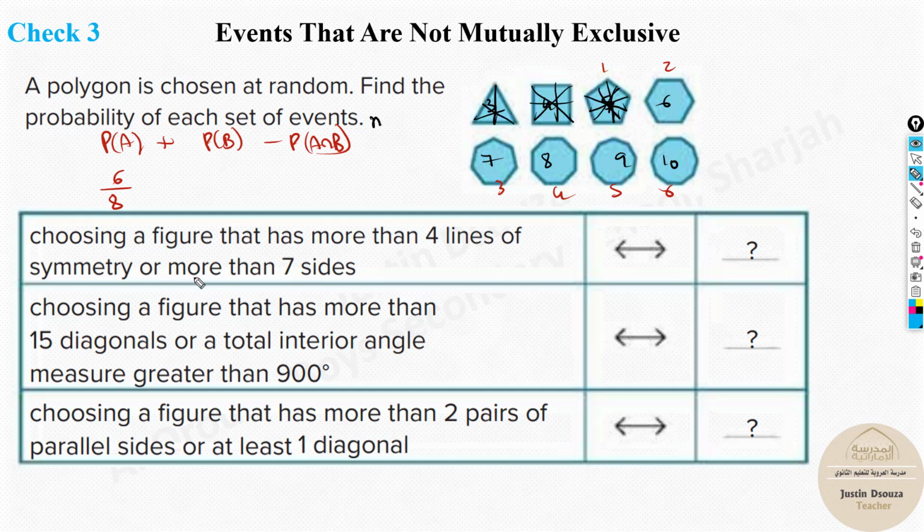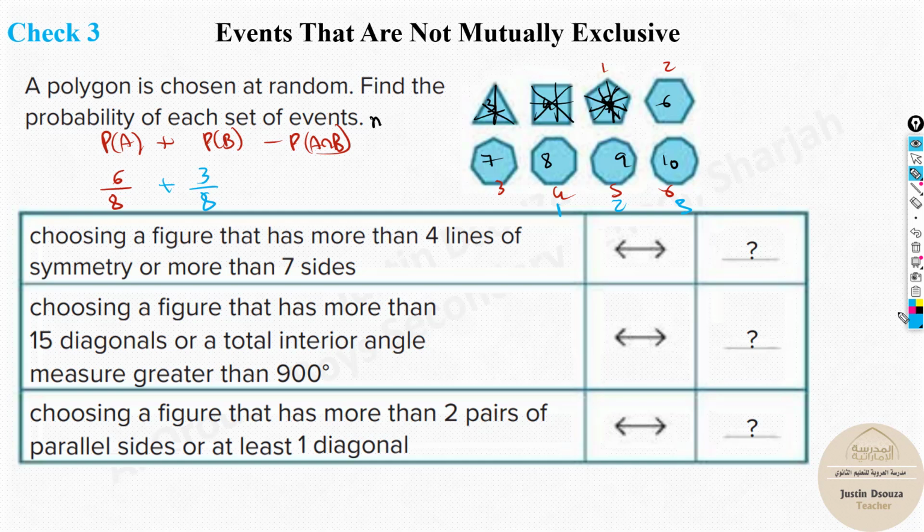What is the probability that the shape has more than 7 sides? Here 7 sides is a heptagon. This is a hexagon, 6, heptagon is 7. Now octagon onwards have more than 7 sides. So that is octagon, nonagon, and decagon, 3. So the probability of this is 3 by 8.